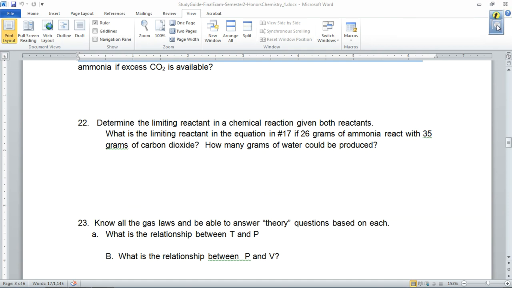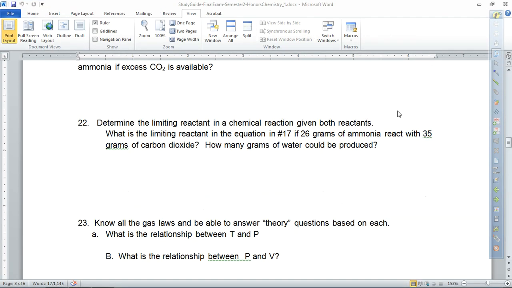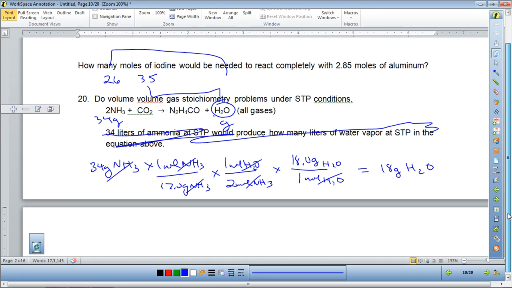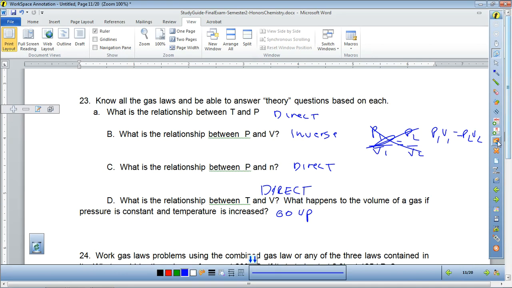We'll go to this one. And so this time we're going to use 26 grams of this. And how many grams of CO2? 35 grams of the CO2. So I'm going to have to work 2 stoichiometry problems to the water. This one to the water and this one to the water. And see which one makes the least. Now I've done that down here at the bottom of the page, I believe. No. I don't know where I did it.